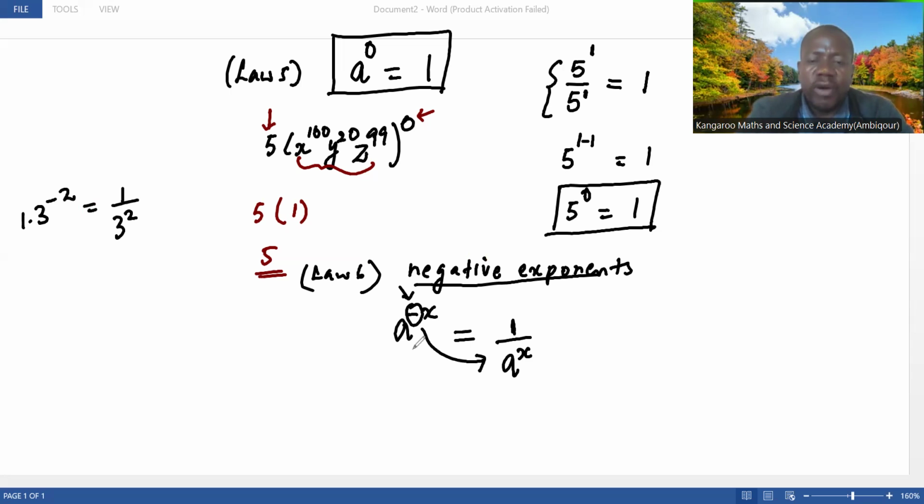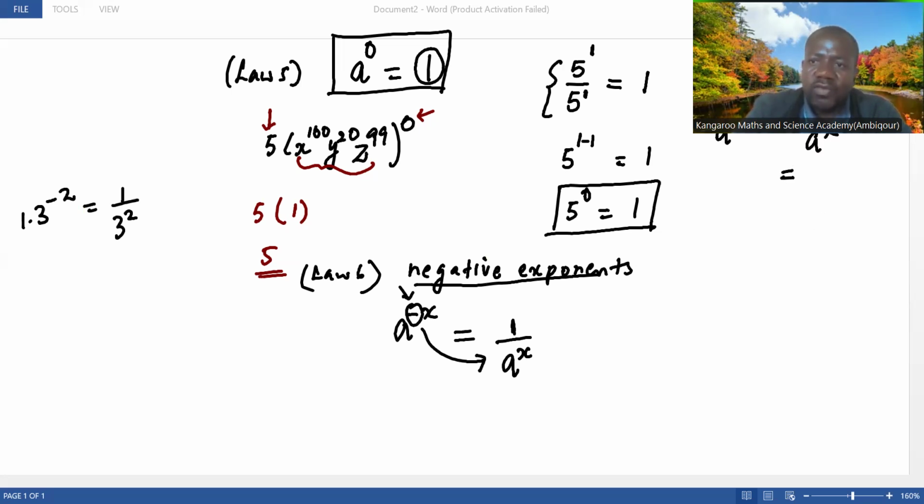Let's do the proving. Why are we saying a to the exponent of -x is 1 over a to the exponent of x? Let's start with the right-hand side. When you have 1 divided by a to the exponent of x, here we have 1. What did we say about 1? We said any number raised to the power of 0 is 1. So when there is 1, we can put a to the exponent of 0, because a to the exponent of 0 is just 1. Then we divide it by a to the exponent of x.